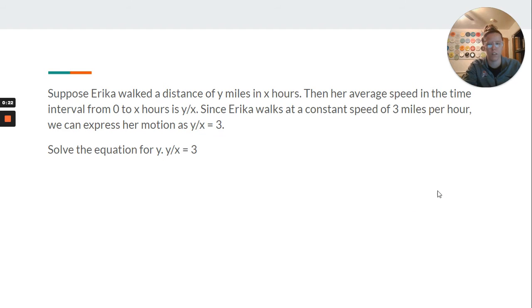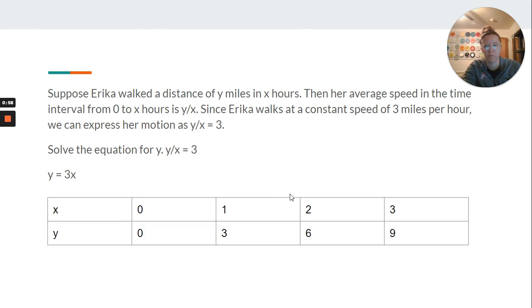Okay, so suppose Erica walked a distance of y miles in x hours. Then her average speed in the time interval from 0 to x hours is y over x. Since Erica walks at a constant speed of 3 miles per hour, we can express her motion as y over x equals 3. So it says solve the equation for y. And all we have to do for that is multiply by x. So we get y equals 3x, which is now in slope form.